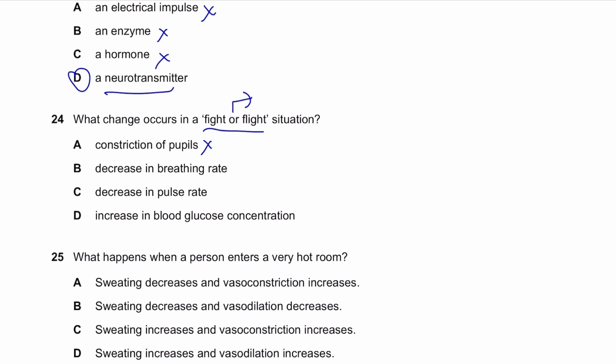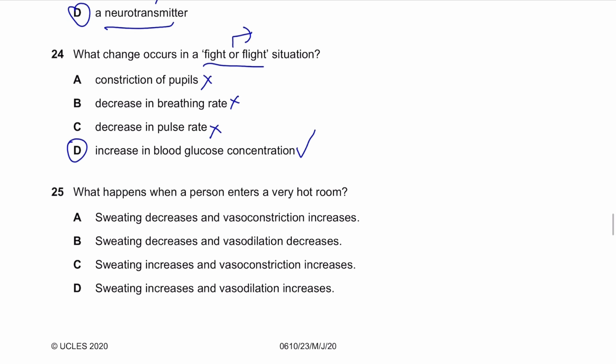Decrease in breathing rate? No, the breathing rate will increase so that there will be a higher rate of respiration and produce more energy. Then decrease in pulse rate? No, of course your heart rate will increase. And then increase in blood glucose concentration. Yeah, this is so that you can have a higher rate of aerobic respiration and produce more energy to fight that situation. Question 25. What happens when a person enters a very hot room?